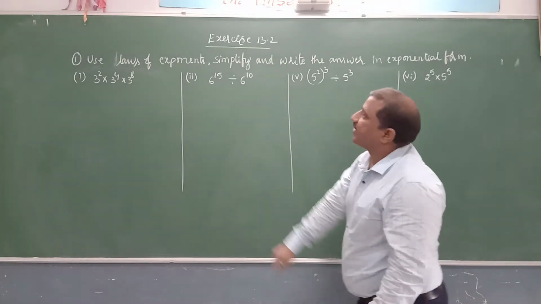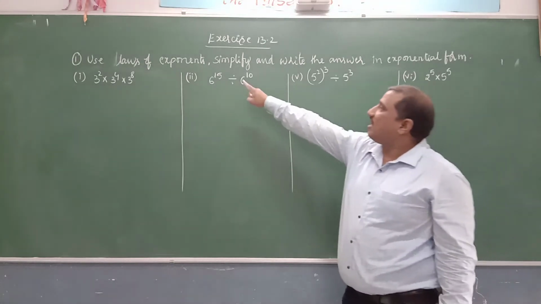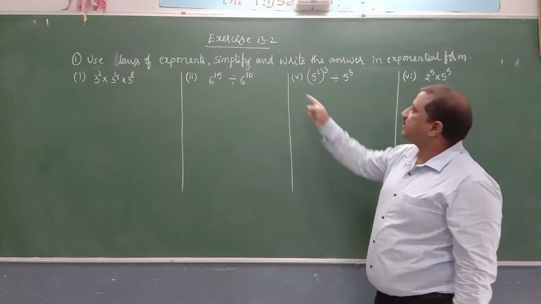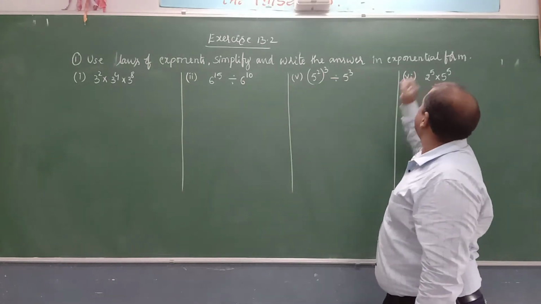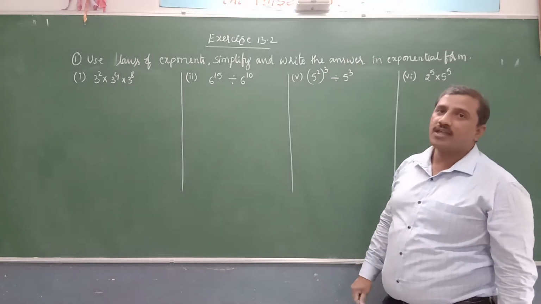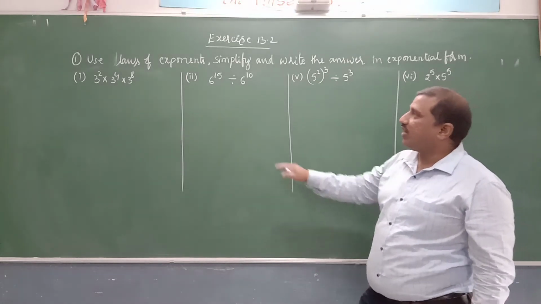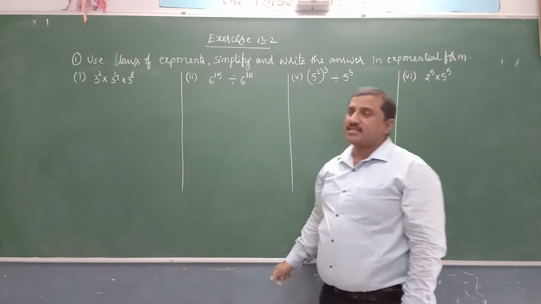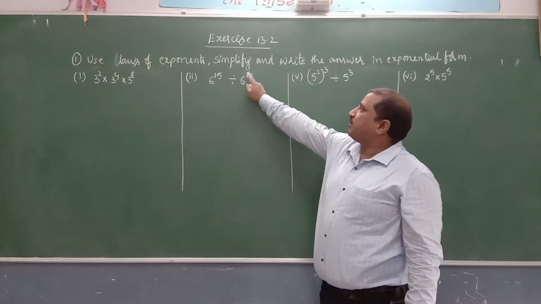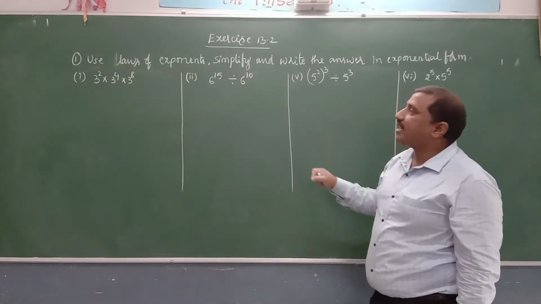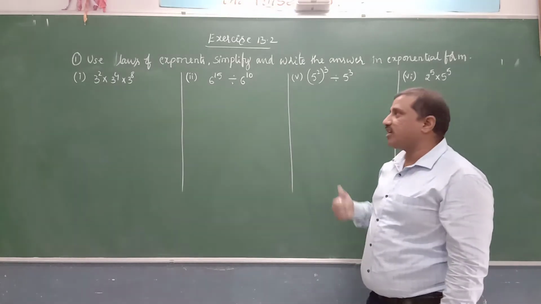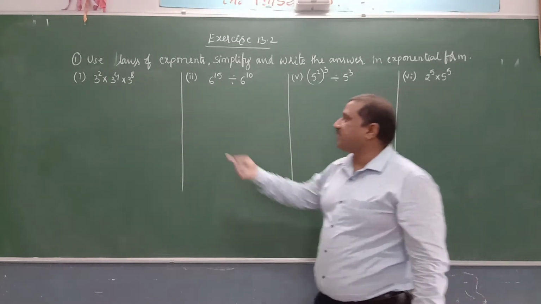The first question: use laws of exponents and simplify, and write the answer in the exponential form. So here two things are there. We should use the laws of exponents to simplify this, and then the answer should be written in the exponential form. Now observe the first question.